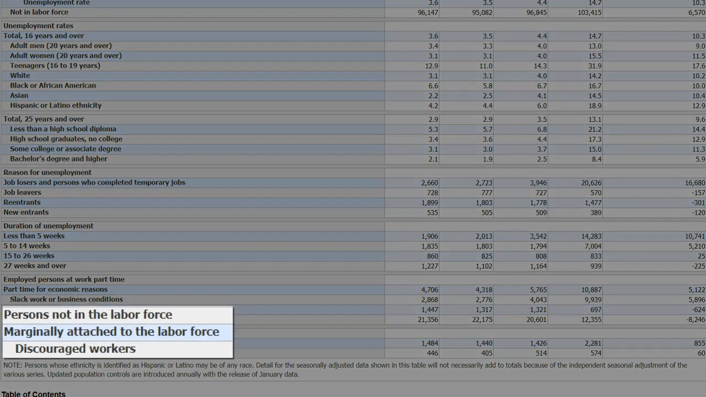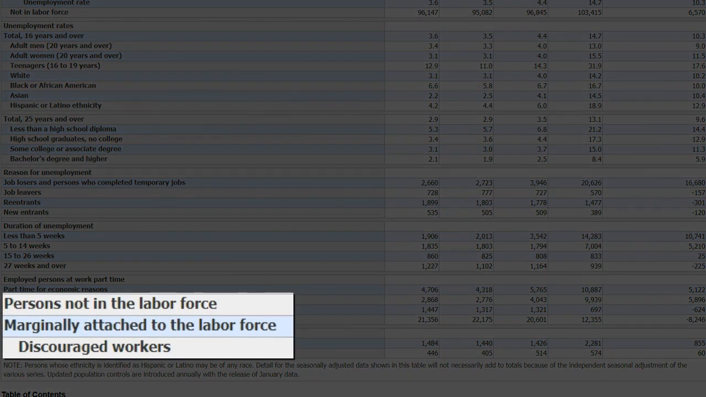rate. And then at the very bottom, we have the marginally attached to the labor force category and discouraged workers. So remember, the marginally attached to the labor force are the people that would like a job, but they haven't been actively looking in the last 4 weeks. And then discouraged workers is a subset of that. And those are people who aren't looking because they feel that there's no jobs available.